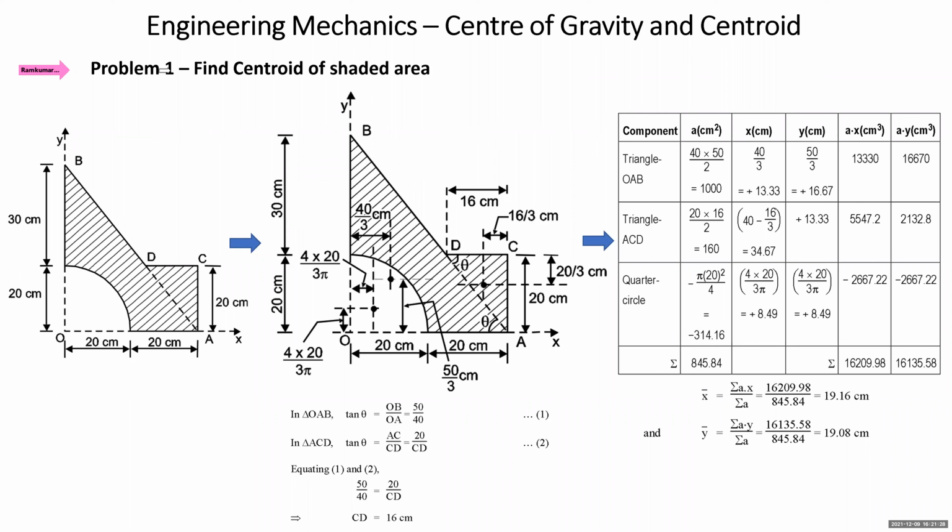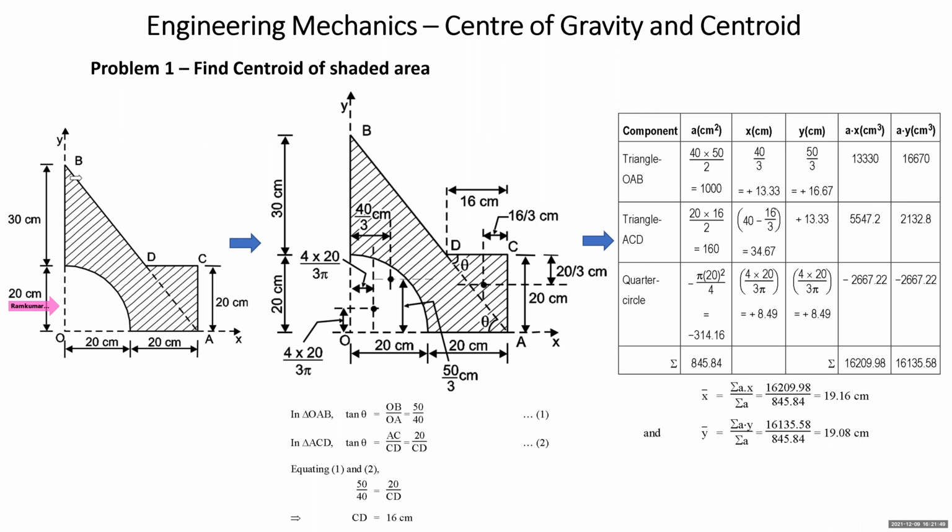Today in the first problem, you have to find the centroid of the shaded area. You are given with this problem. In this shaded area, you have to find the centroid of this shaded area. X and Y reference axes are given here. Now you have to divide it into the simple areas. How will you divide it into the simple areas?